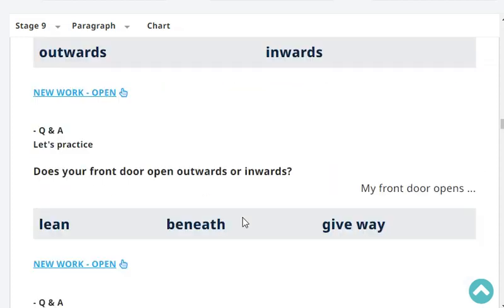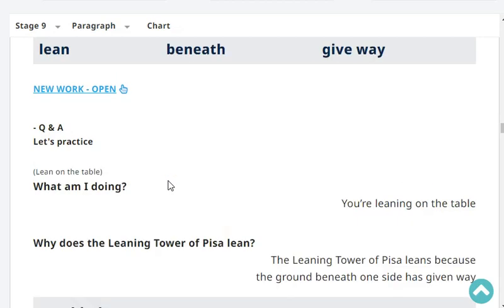Very good. Next, does your front door open outwards or inwards? My front door opens outwards. Very good. Okay, next, what am I doing? You're leaning on the wall.